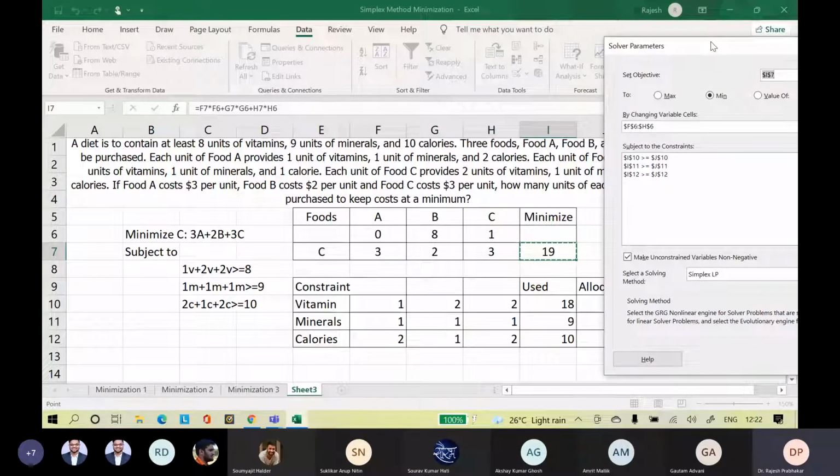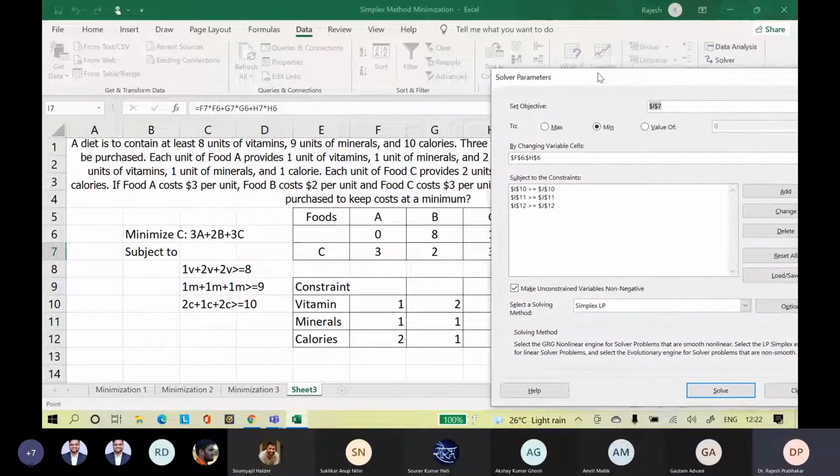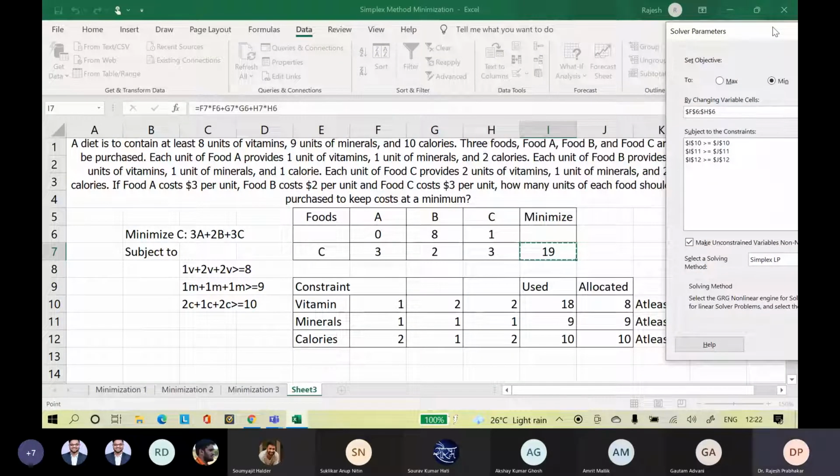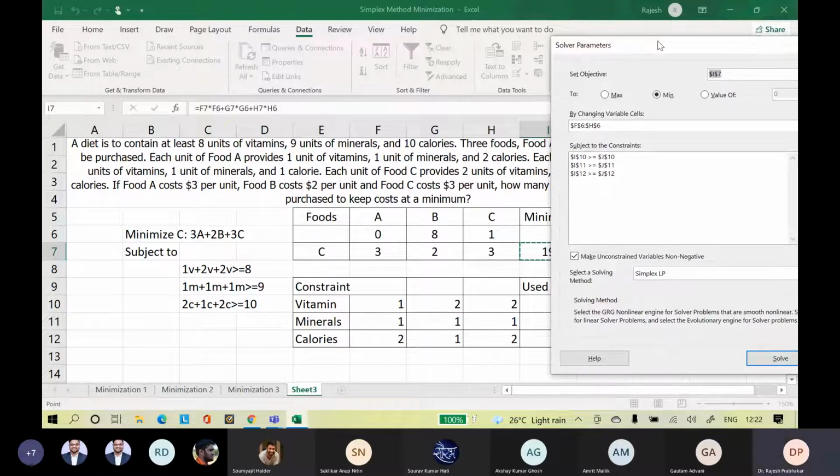Did you give greater than equal to, then minimize? I have given that. Okay, I have given somewhere wrong. Yeah. Sir, your answer is right, sir. Yeah.